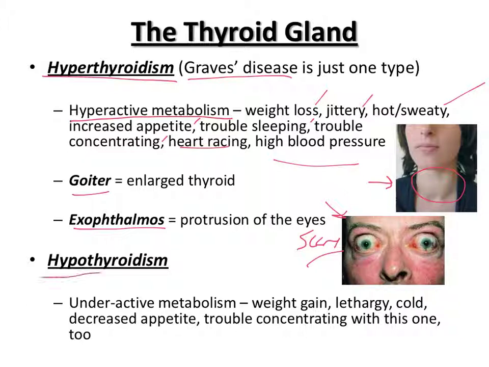Now, you can also have hypothyroidism, too little thyroid, right? And this is where you have underactive metabolism. So maybe if your thyroid is damaged or something like that, it's not producing enough thyroid hormone. These people are the opposite of hyperthyroid, right? They're going to have weight gain. They're going to be feeling very tired and lazy all the time. They're going to be cold. They're not going to feel like eating. They will also still have trouble concentrating for various reasons, but theirs is more because they're worn out versus being all jittery and nervous.